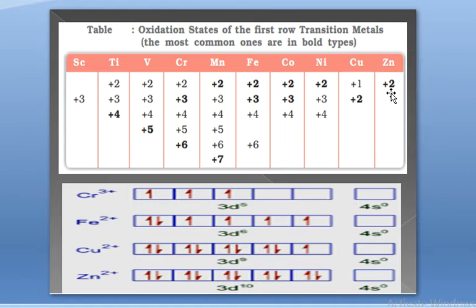Now why is zinc only +2? As you can see, the configuration of zinc is 3d10 4s2. After losing these 2 4s electrons, it acquires a stable configuration. So it's very difficult to remove an electron from this.